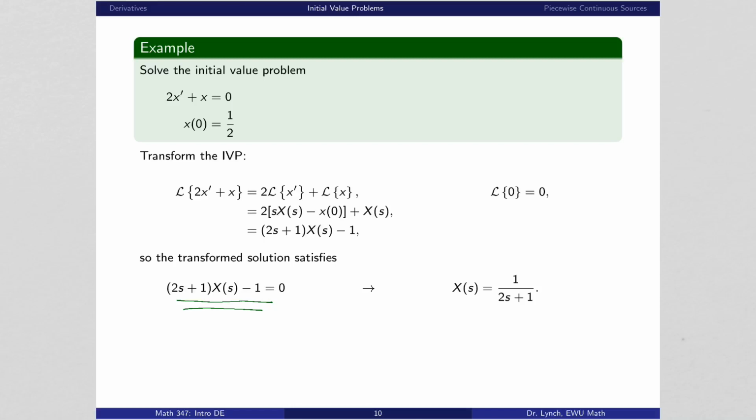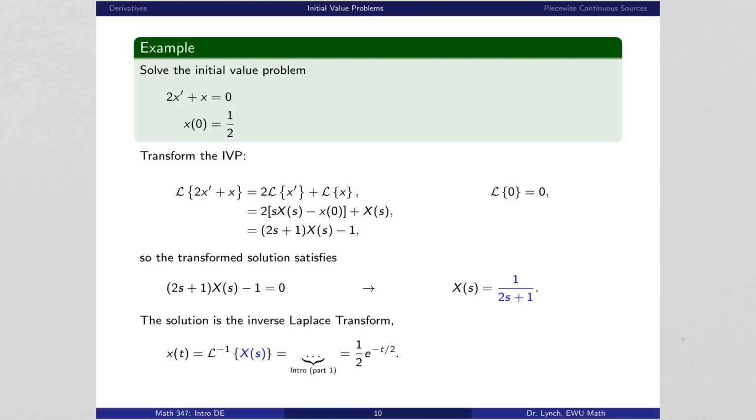Now all that's left is to identify the solution of the initial value problem by finding the inverse transform of this function. If this is feeling familiar to you, we found the inverse transform of this function in a previous video, which turns out to be 1/2 times e to the minus t over 2. And that's the solution to the initial value problem.